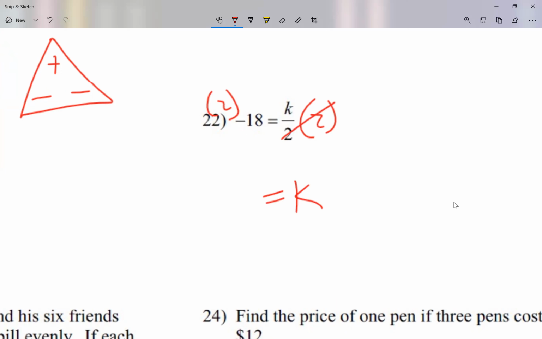On the left, 2 times a -18. Positive times a negative is negative. 2 times 18 is 36. So k is equal to -36.